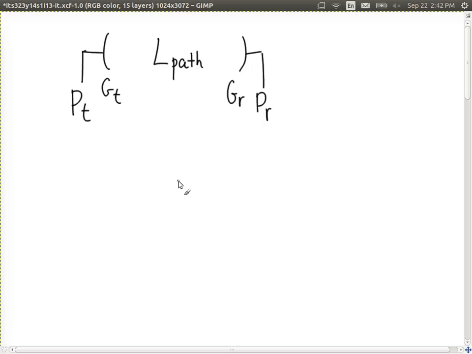If you think there's a path between transmit antenna and receive antenna, the signal comes out of the transmit antenna with some strength and it attenuates, it gets weaker and weaker and weaker. By how much? We'll denote as the loss across that path, L path, or I'll just later write it as LP. So we want to look at these five values and see how they're related.